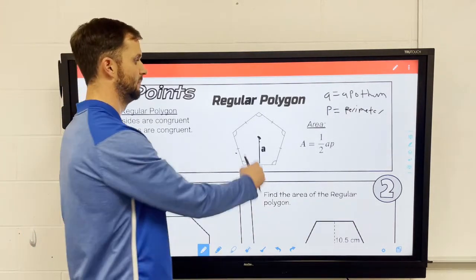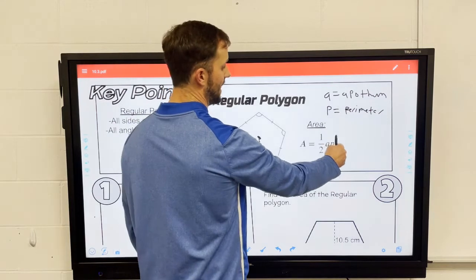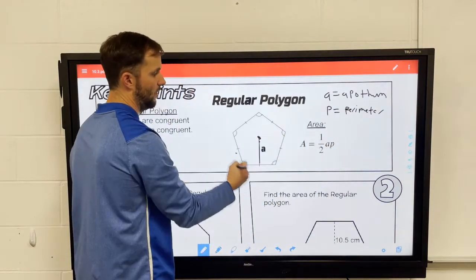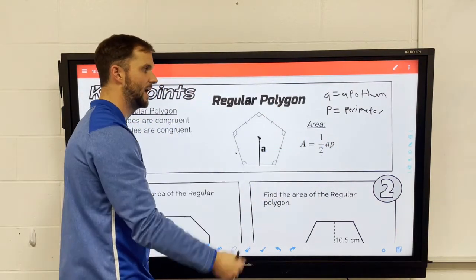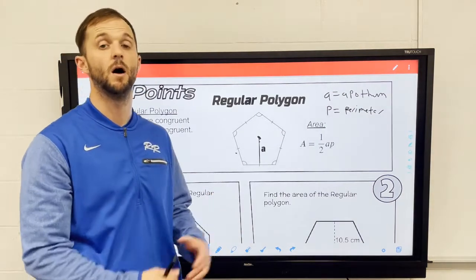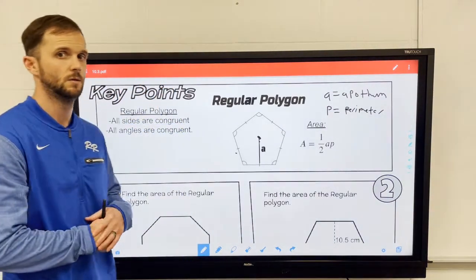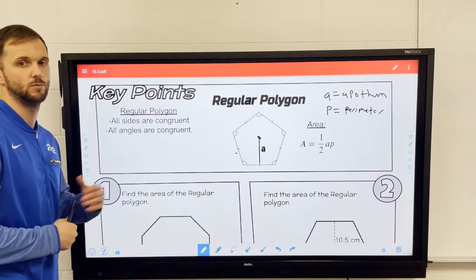So I'm literally going to take the apothem and multiply it times the perimeter. So I have to add up all the sides of my shape. And whenever I do that, that is going to give me the area of my regular polygon. Okay, so let's take this info and move on to our examples.